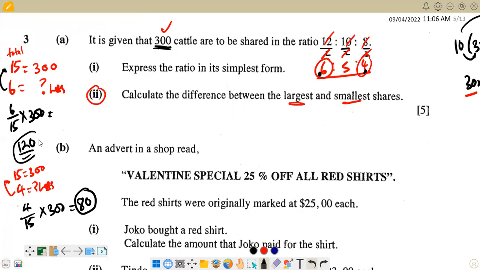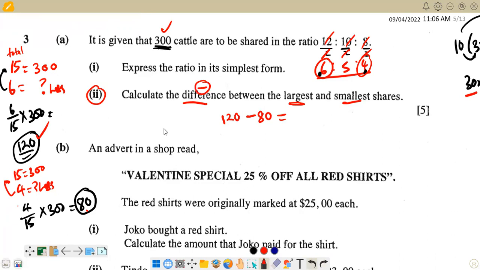Okay, so now the question is, what is the difference? So the difference now is we got 120 from the first one, and from the second one, the smallest, we got 80. So now that is your difference. Difference, subtract. That is what you mean.